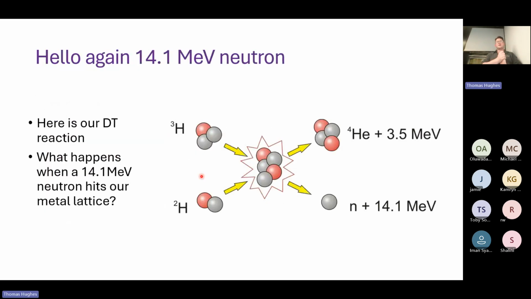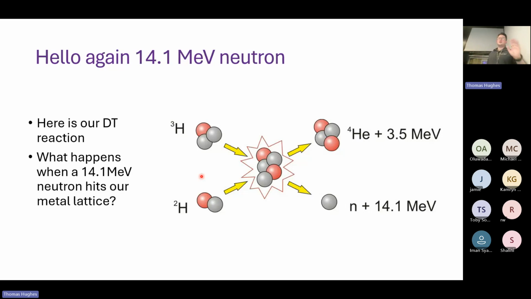So welcome back, our 14.1 MeV neutron. This might be the most reused image in all of the lectures, but it's a good one. We've got our DT reaction, and we did say at the start of these, if we can get the energy out of our reactor from that 14.1 MeV, we've got a power source. But the problem is that neutron will penetrate everything. We're on the orders of centimeters to meters penetration into material.